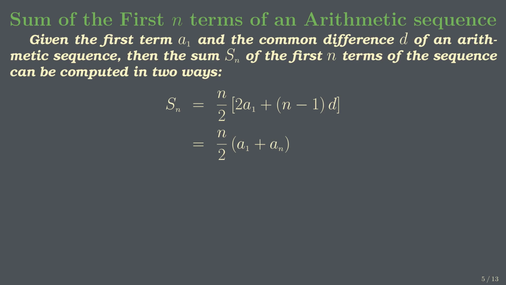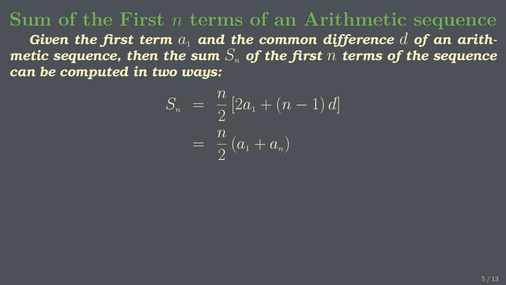However, in case you are given an arithmetic sequence by listing with patterns, then you might know a1, a2, etc., up to an. So in this case, computing the sum of a1 and an should be much easier than first trying to determine the common difference.